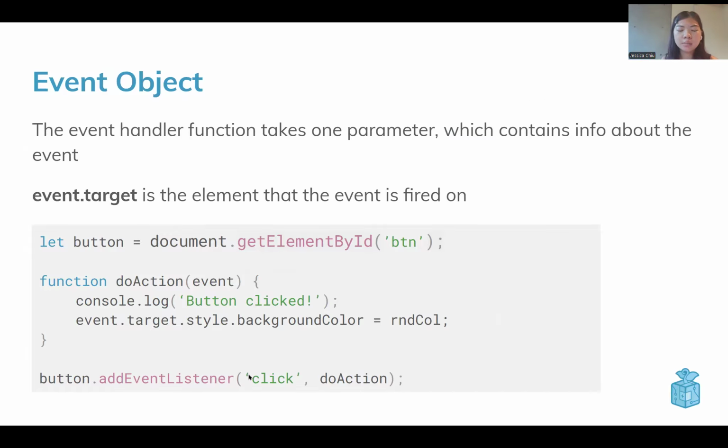So you can see in this example, we do the same thing. We call doAction when we click this button. But in this case, we pass an event as a parameter, so that we can access the event.target. So you can see here, when we click the button, we change the target's background color to whatever this color is, okay? So if you ever want to modify the target of the event that occurred, you pass in the event object as your parameter, okay?